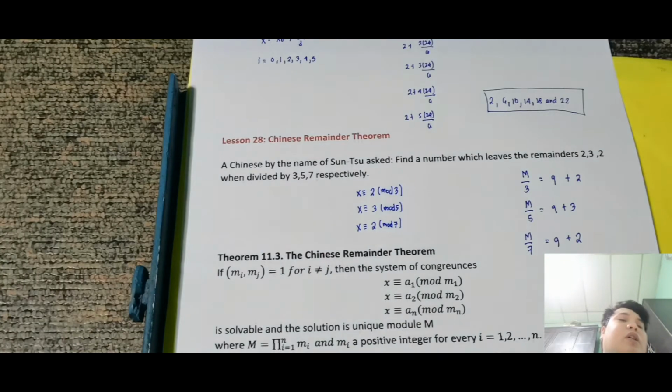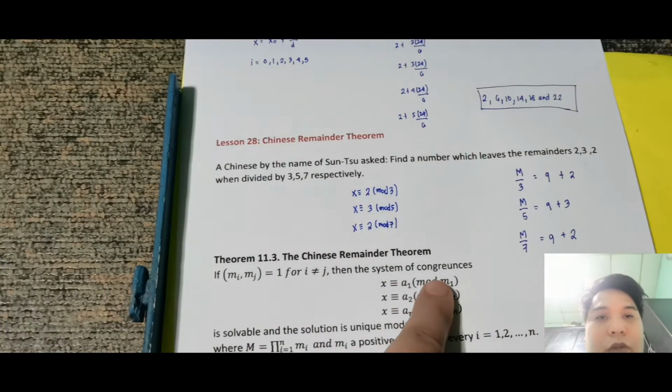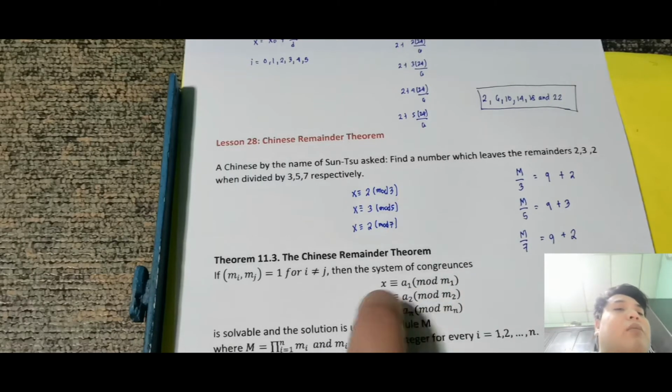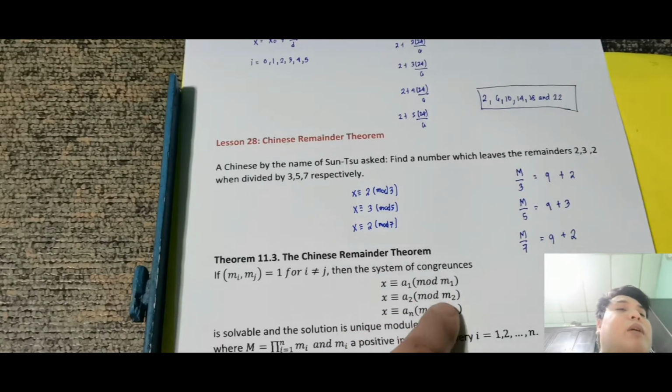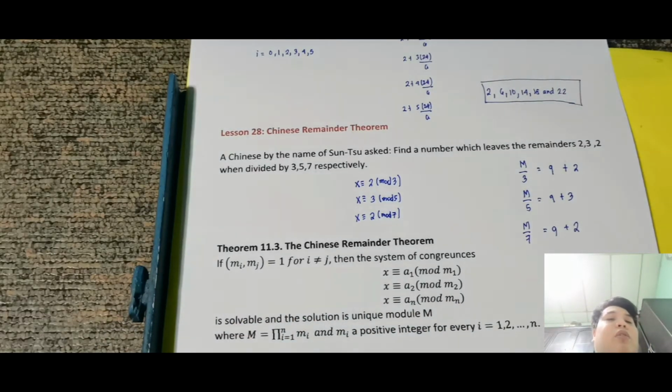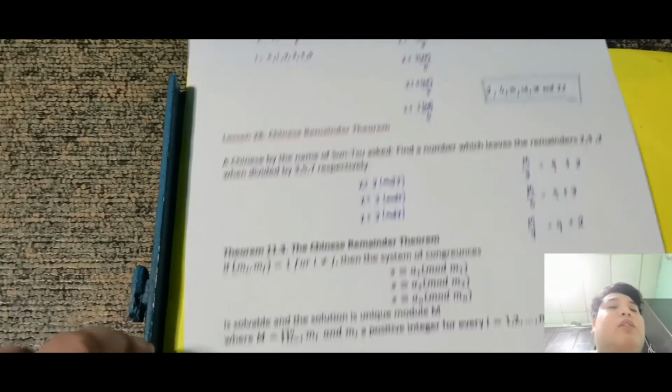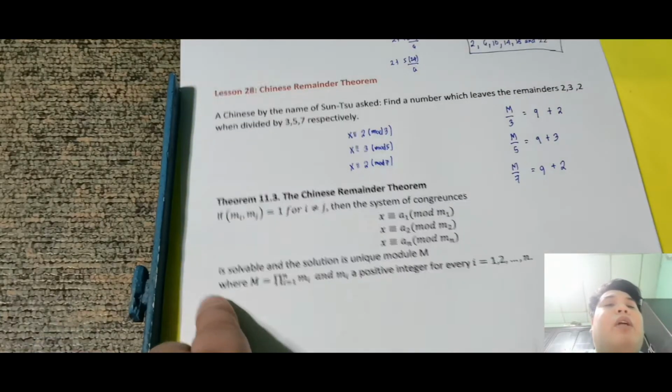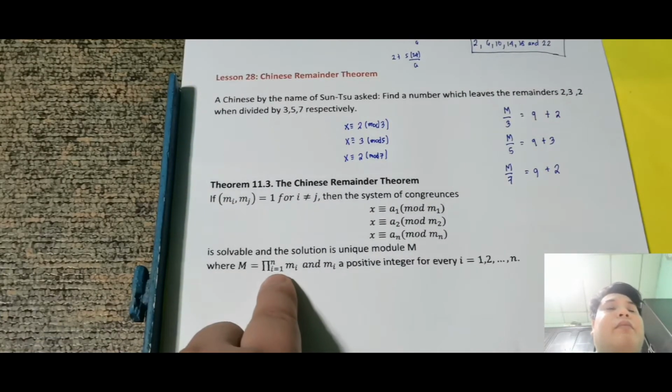Kung yung GCD nila is 1, then the system of congruences x is congruent to a sub 1 mod m sub 1, x congruent to a sub 2 mod m sub 2, x congruent to a sub n mod m sub n is solvable and the solution is unique modulo m, where m is the product of m sub i for i equal to 1 up to n.